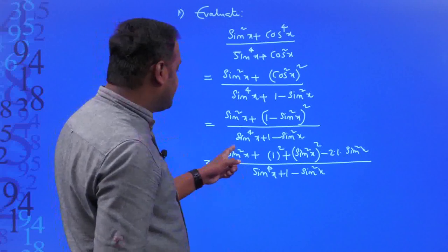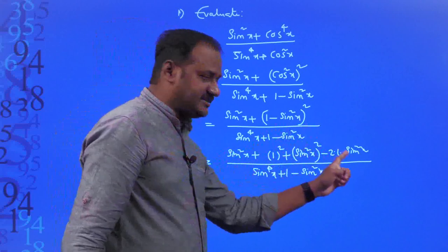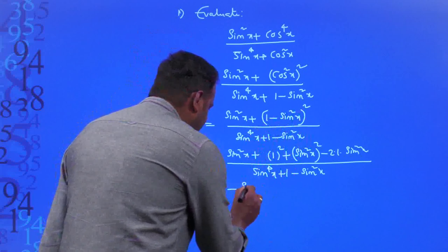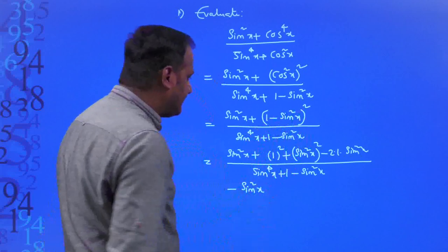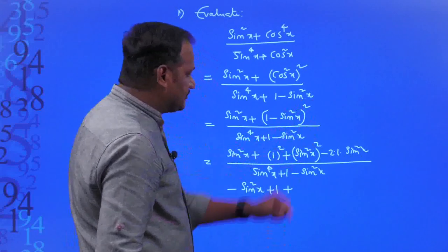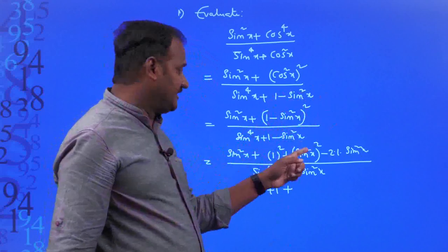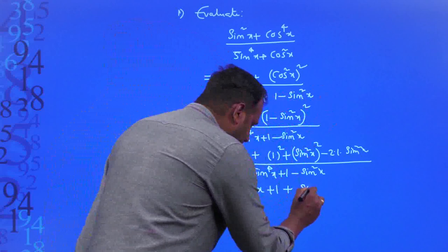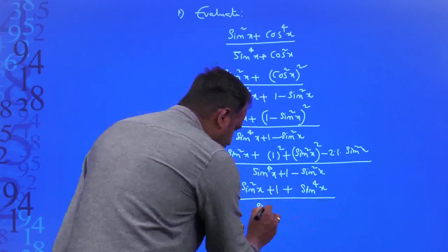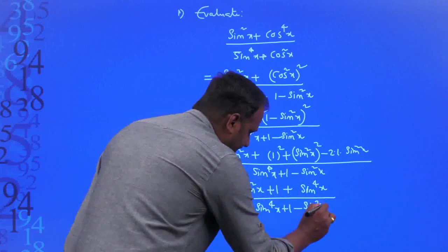This is sin²x, means 1 sin²x, minus 2 into 1 is equal to 2 sin²x. 1 sin²x minus 2 sin²x is equal to how much? Minus 1 sin²x, means minus sin²x. And then plus 1 square is going to be 1, plus (sin²x) whole square, which is in the form of a to the power m whole to the power n equal to a to the power m times n, means 2 times 2 equal to 4. Then it would be sin⁴x whole divided by sin⁴x plus 1 minus sin²x.